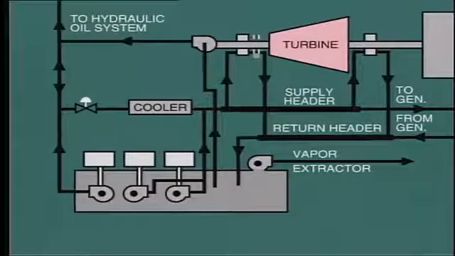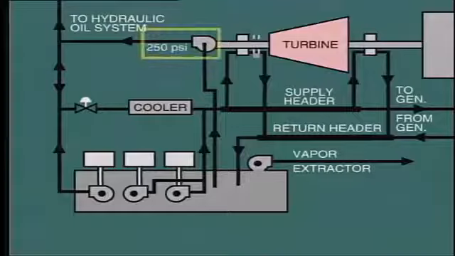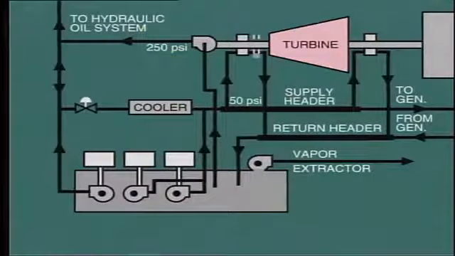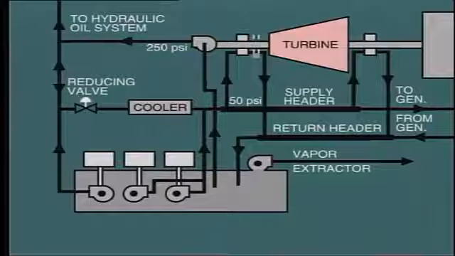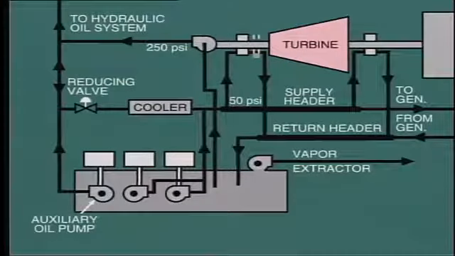When the machine is in operation, the main oil pump here delivers oil at 250 psi. This supplies the hydraulic oil system. At the same time, it provides oil to the lube oil header at 50 psi through a reducing valve. During startup and shutdown, a motor-driven high-pressure oil pump is used. Again, this supplies both the hydraulic oil system and the lube oil system.